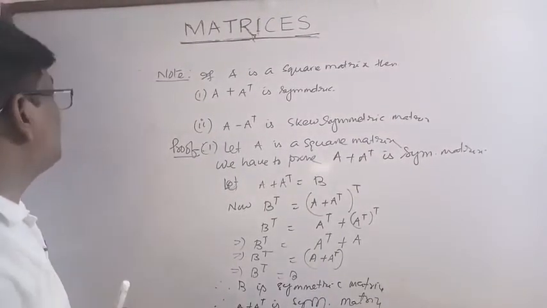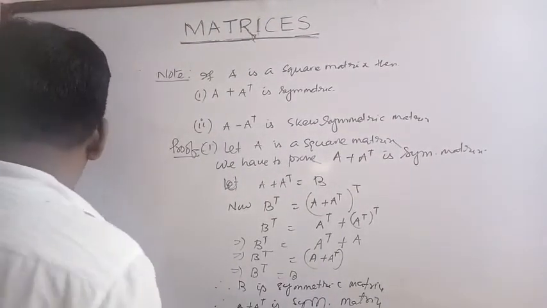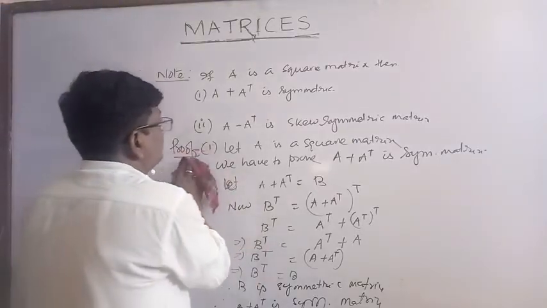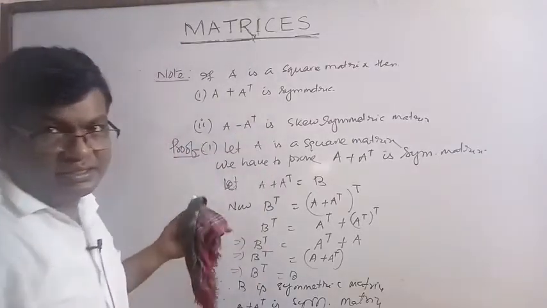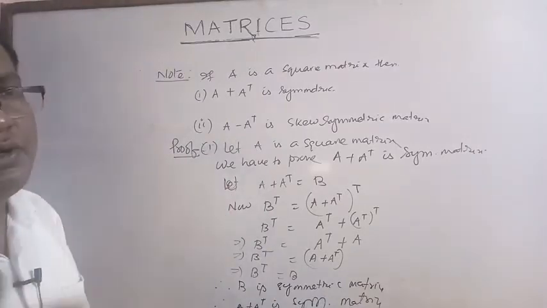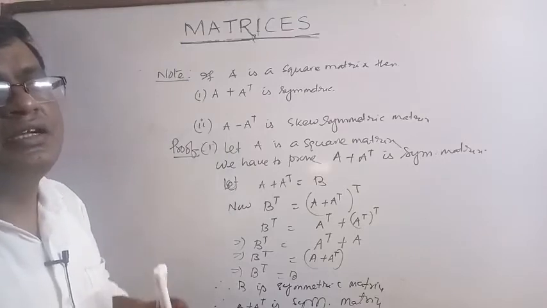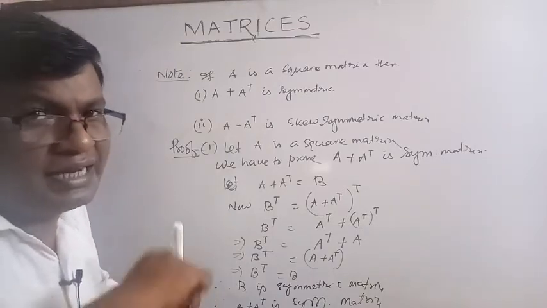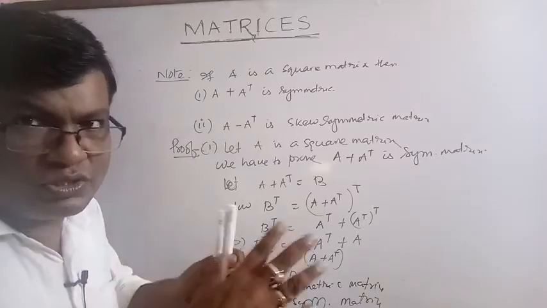A minus A transpose is a skew symmetric matrix. Now we have to prove that A minus A transpose is a skew symmetric matrix. What is a skew symmetric matrix? If the transpose of a given matrix equals its negative, then it is a skew symmetric matrix.